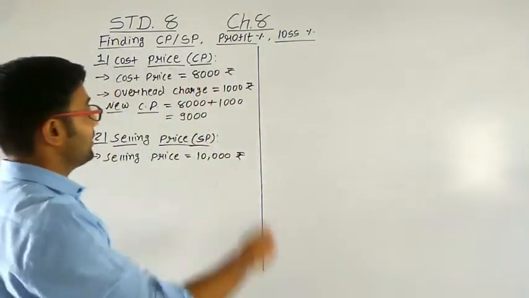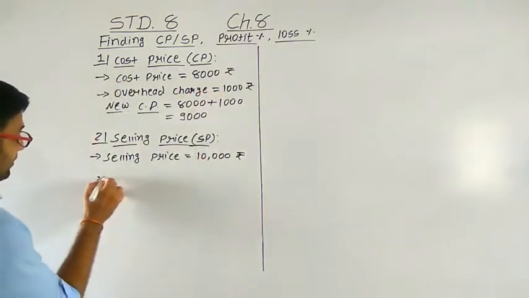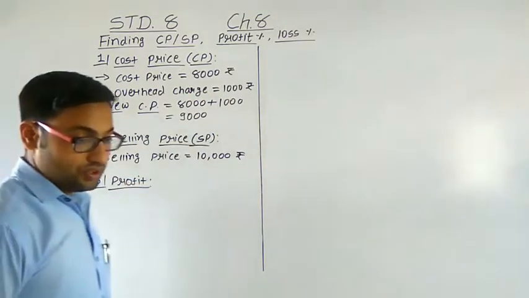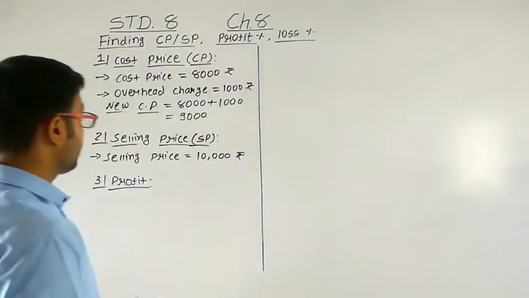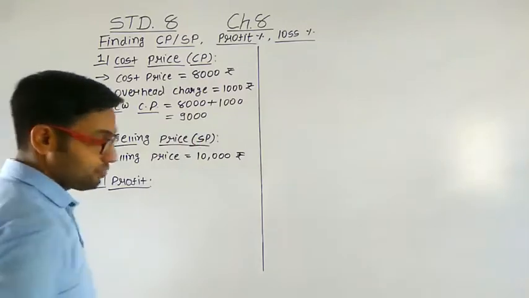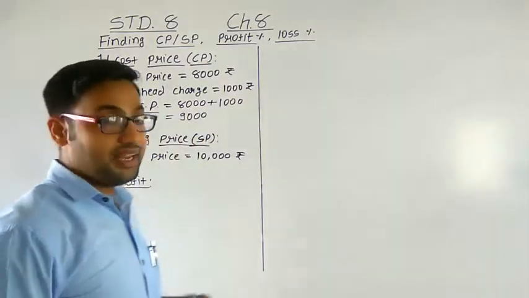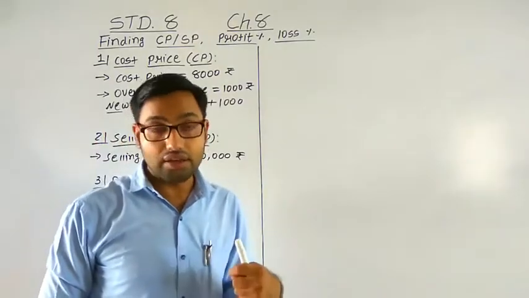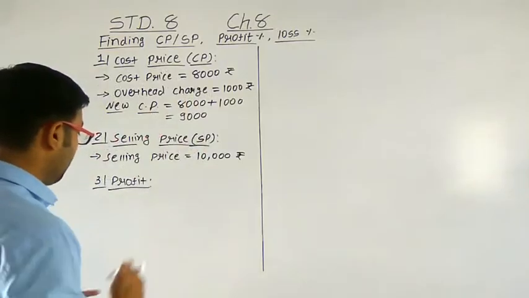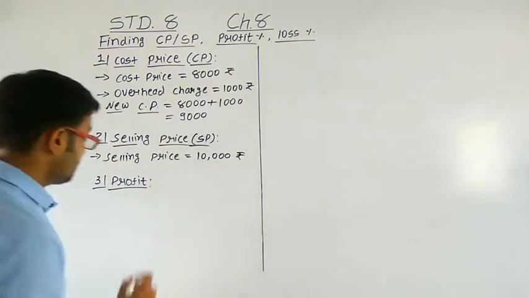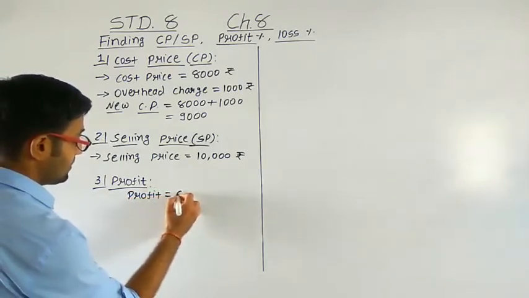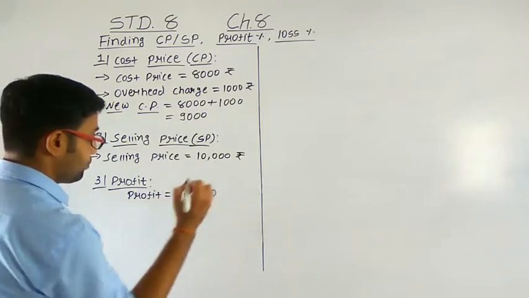So the new term that we have to study is profit. Your cost price is 9,000, selling price is 10,000. That means you are gaining 1,000 rupees. You are earning 1,000 rupees, and that gain of money is called the profit. So how can we calculate the profit? We can calculate profit as equal to selling price minus cost price.